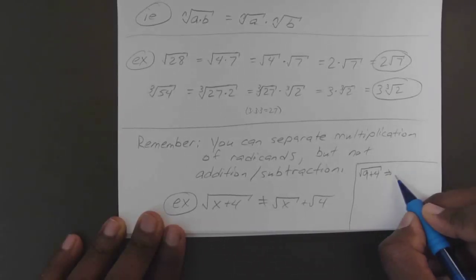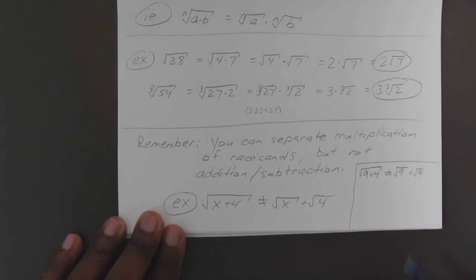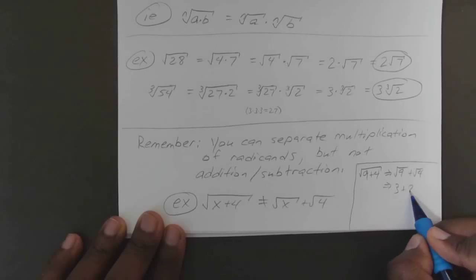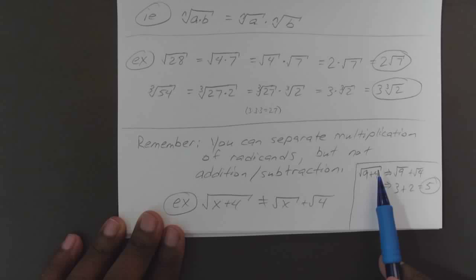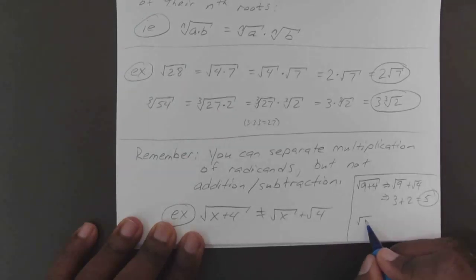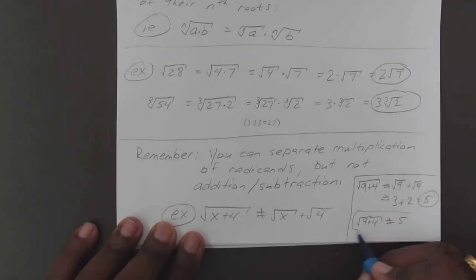If you try making that square root of 9 plus square root of 4, square root of 9 is equal to 3. Square root of 4 is equal to 2, which is 5. Okay. So we know square root of 9 plus 4 is square root of 13. We know square root of 13 is not equal to 5. So that's why it wouldn't work with adding and subtracting. So square root of 9 plus 4 does not equal 5.